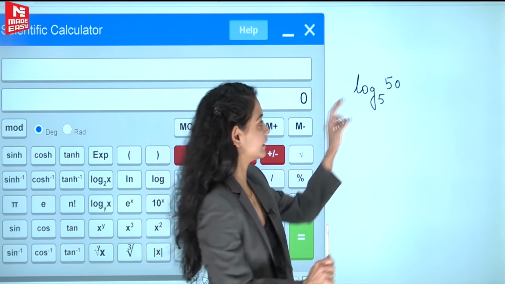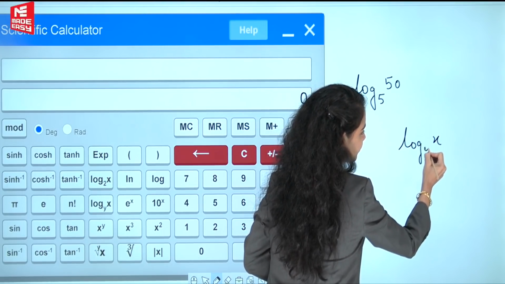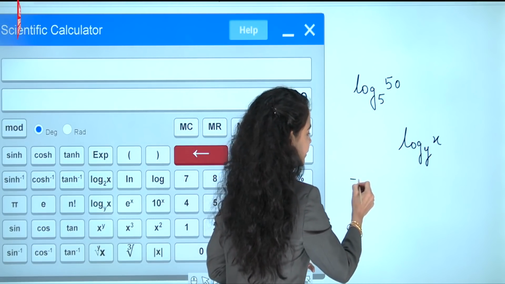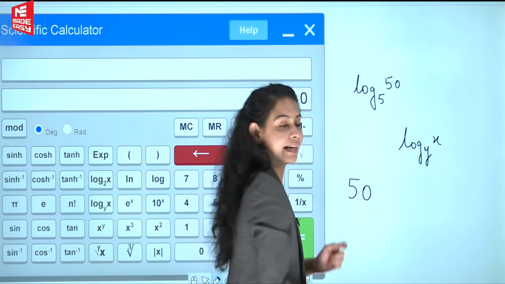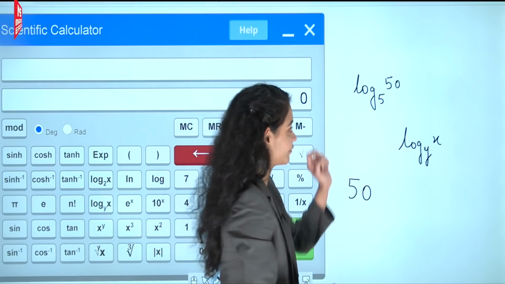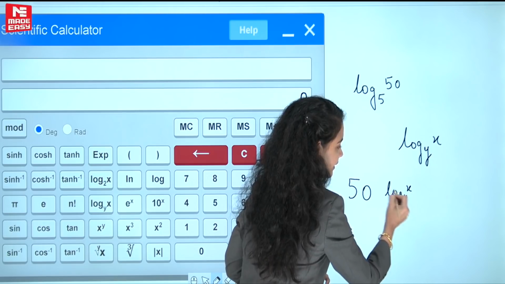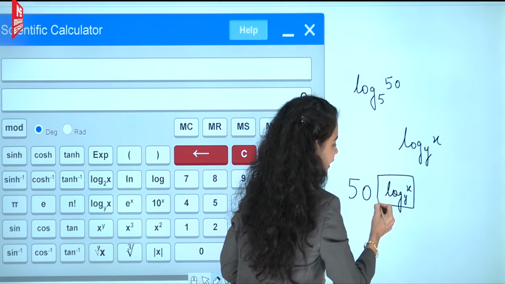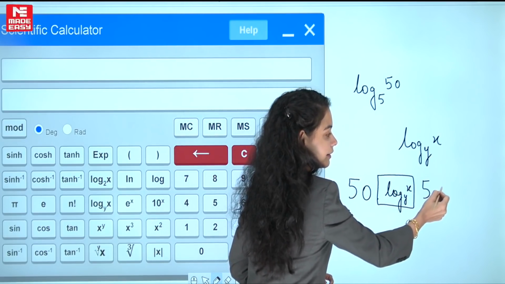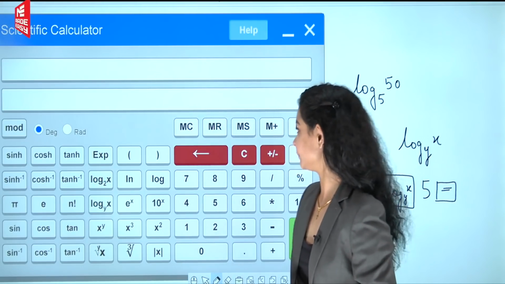log x to the base y. Here the value of x is 50. So first you will have to enter 50. Then, as the algorithm goes, after x you have to enter the function tab. Press the function tab, that is log x to the base y, and then you have to enter the value of y, which is 5 here. Then press equal to. Let's perform this on the virtual calculator.